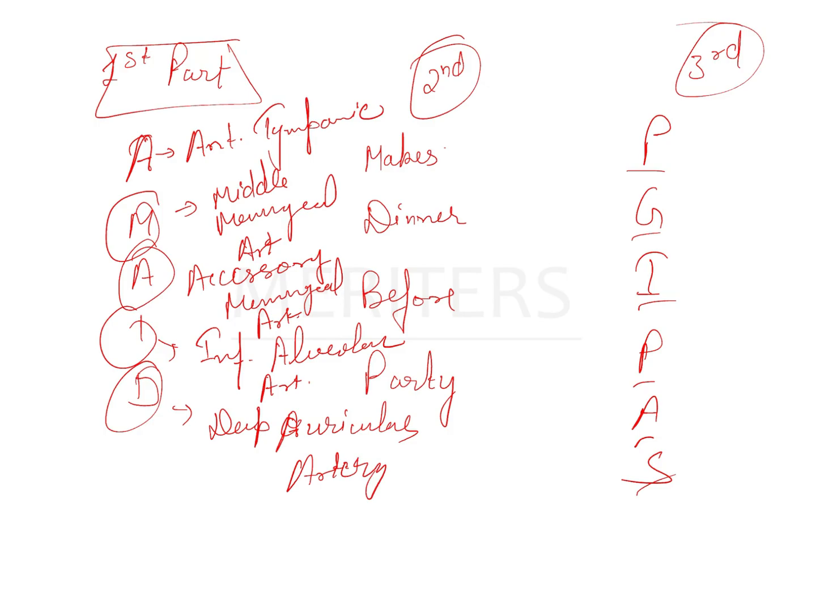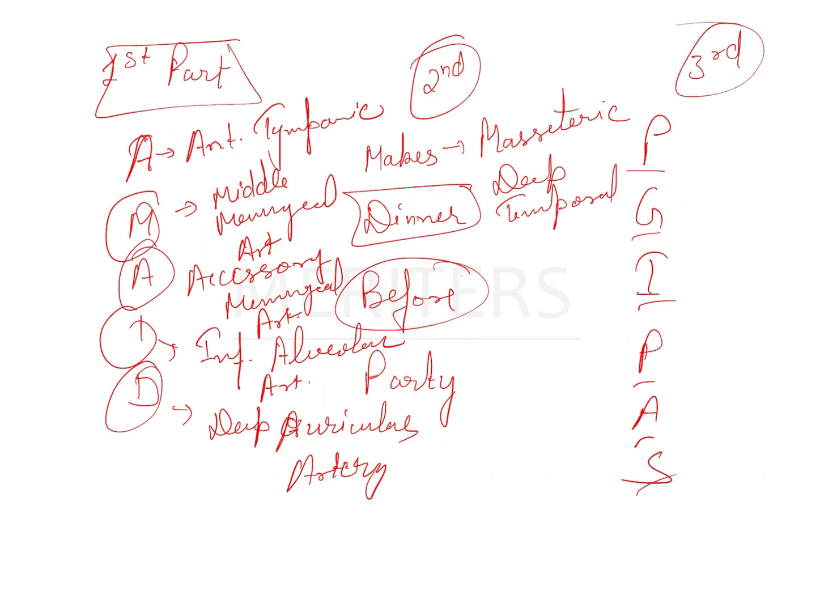Makes: M here stands for the masseteric branch. D here stands for the deep temporal branch. B here stands for the buccal branch. And P here stands for the pterygoid branch.